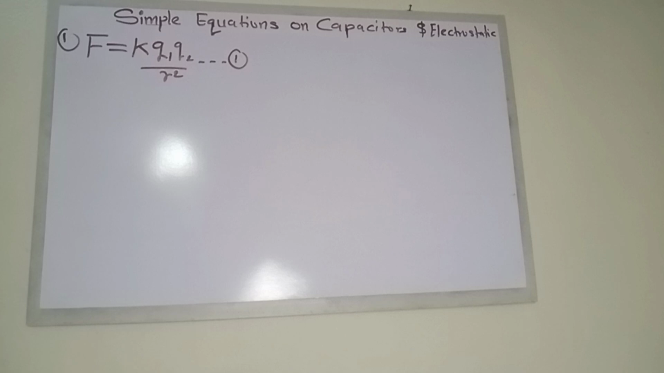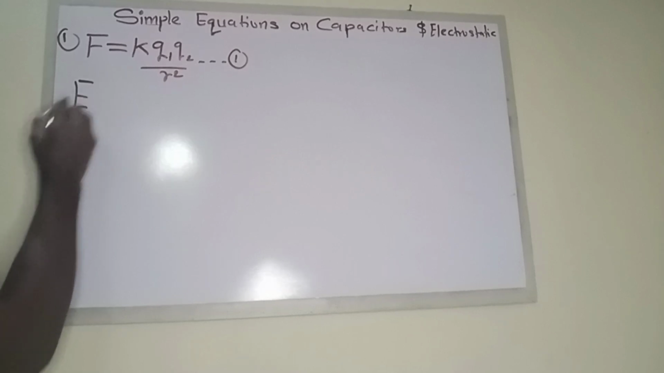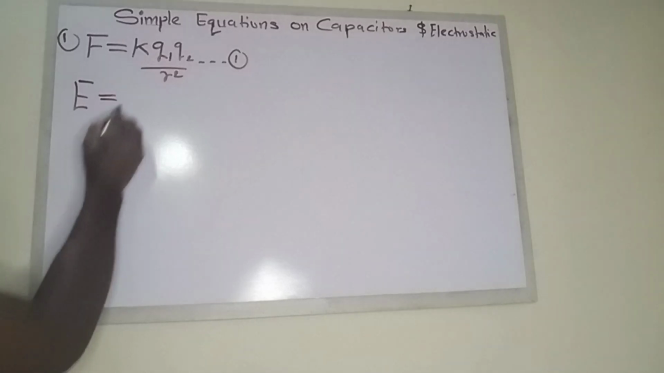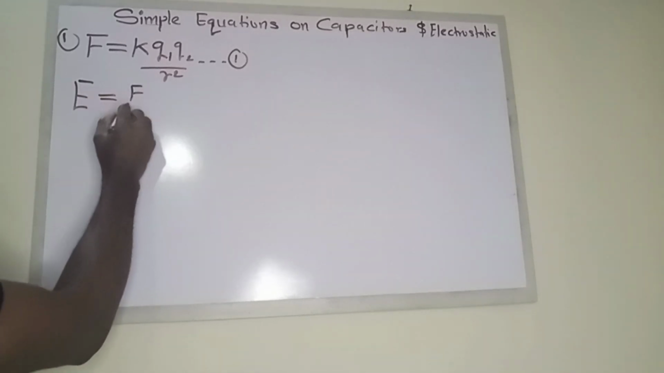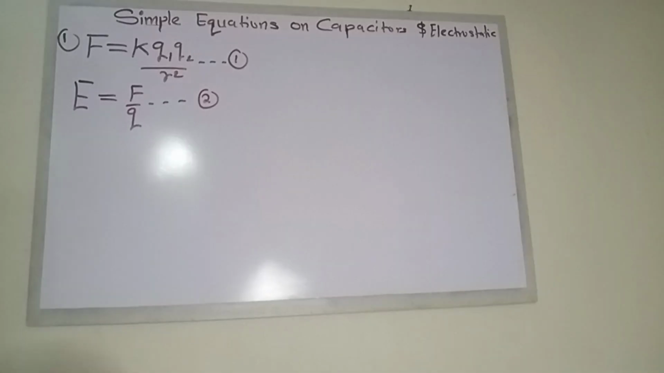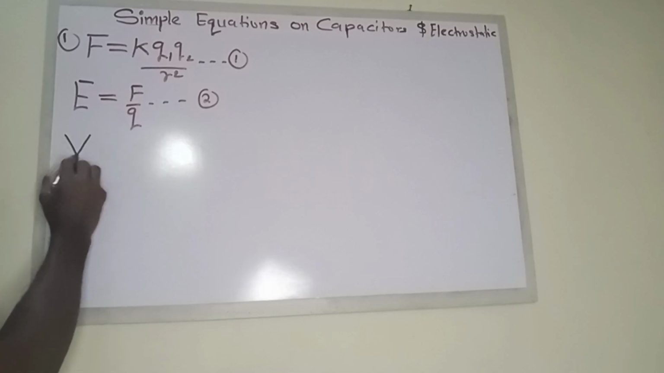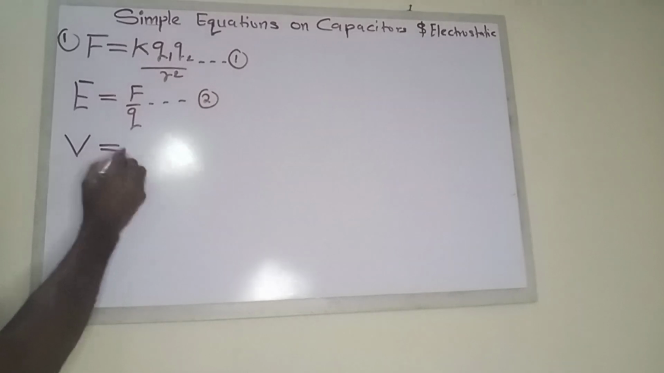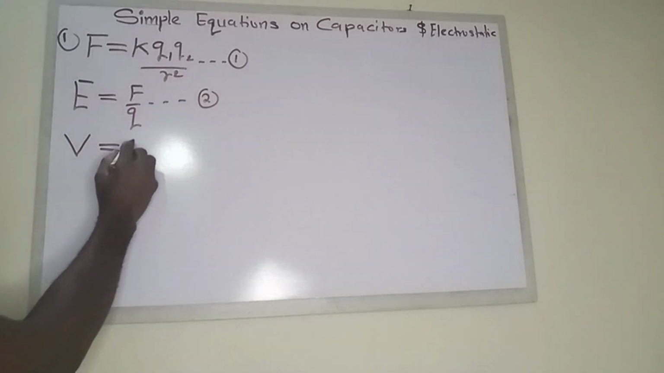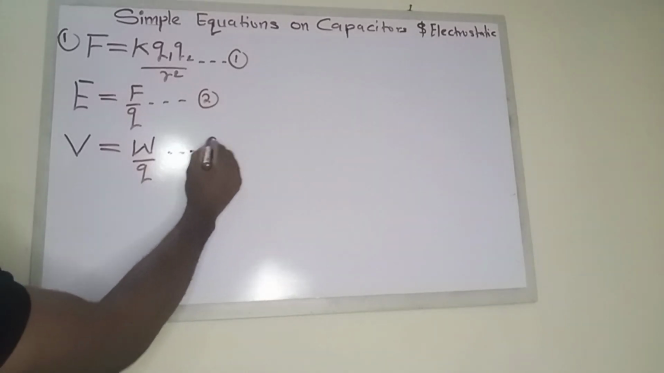Also, we talked about electric field intensity, which is equal to force over charge. Let's call this equation 2. If you have forgotten this, please refer to the previous video. Then we talked about potential difference V, which is equal to work done over charge. Note this as equation 3.